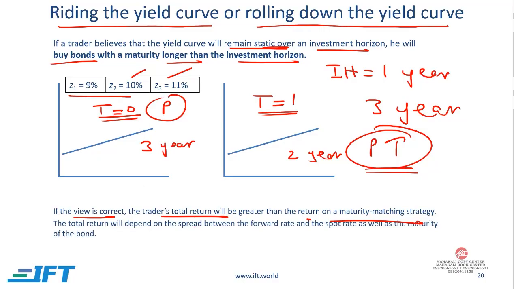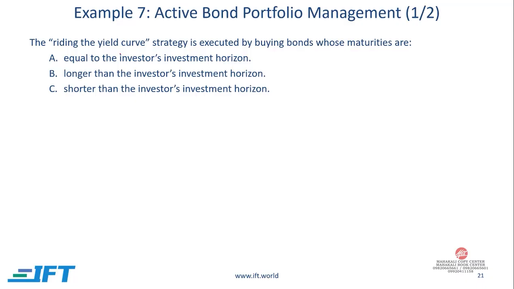The total return will depend on the spread between the forward rate and the spot rate, as well as the maturity. So obviously here at time 0, we have a forward rate curve which is higher. We've talked about this before. The greater this spread, the higher the extra return. And also, the greater the maturity, the higher the return. So this, in simple terms, is the strategy which is referred to as riding the yield curve or rolling down the yield curve. Now let's look at some exam-style questions.